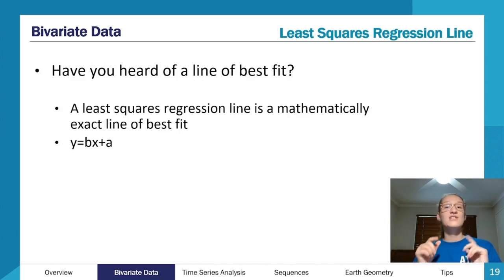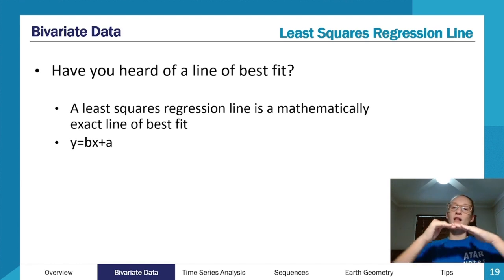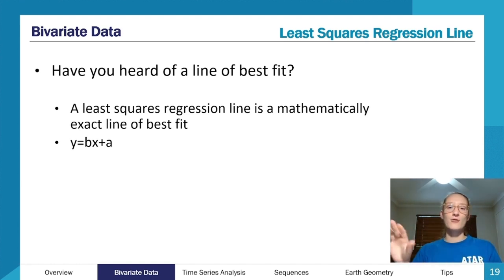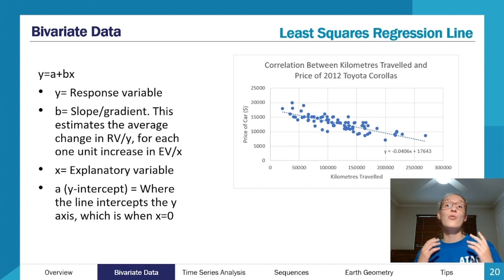Which brings us to our next bit, which is our least squares regression line, which is pretty much a mathematically exact line of best fit. It's not just roughly drawing in a trend line, it's exactly figuring out what line best represents the overall pattern of my data. And the way it technically does that is by minimizing the sum of the residuals, which is really interesting, but again, we won't be going into that today. It's usually in the format of y equals bx plus a, where y is our response variable, b is the slope or the gradient, x is the explanatory variable, and a is the y-intercept.